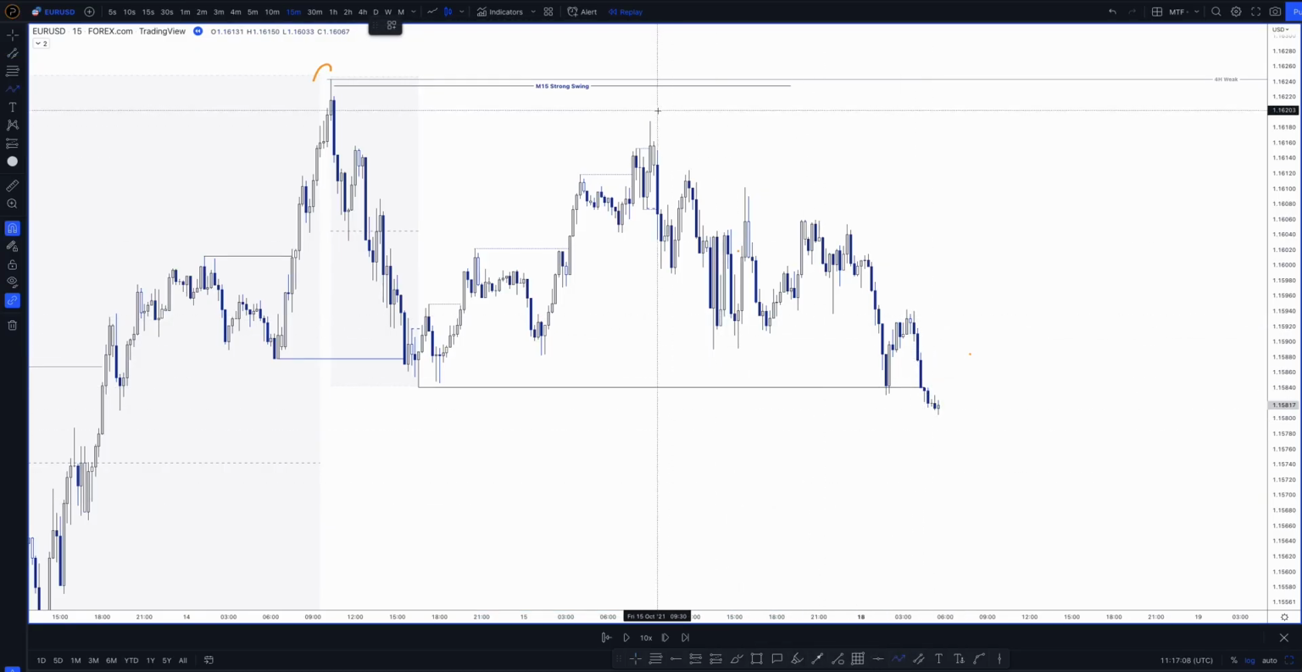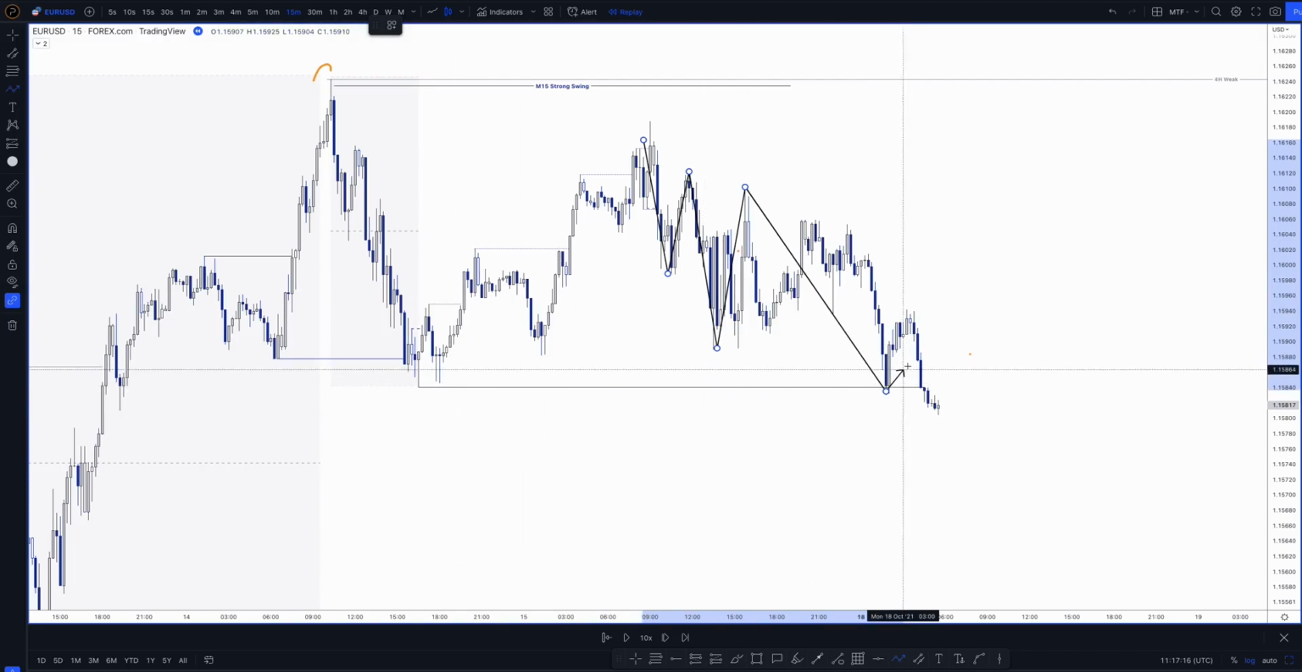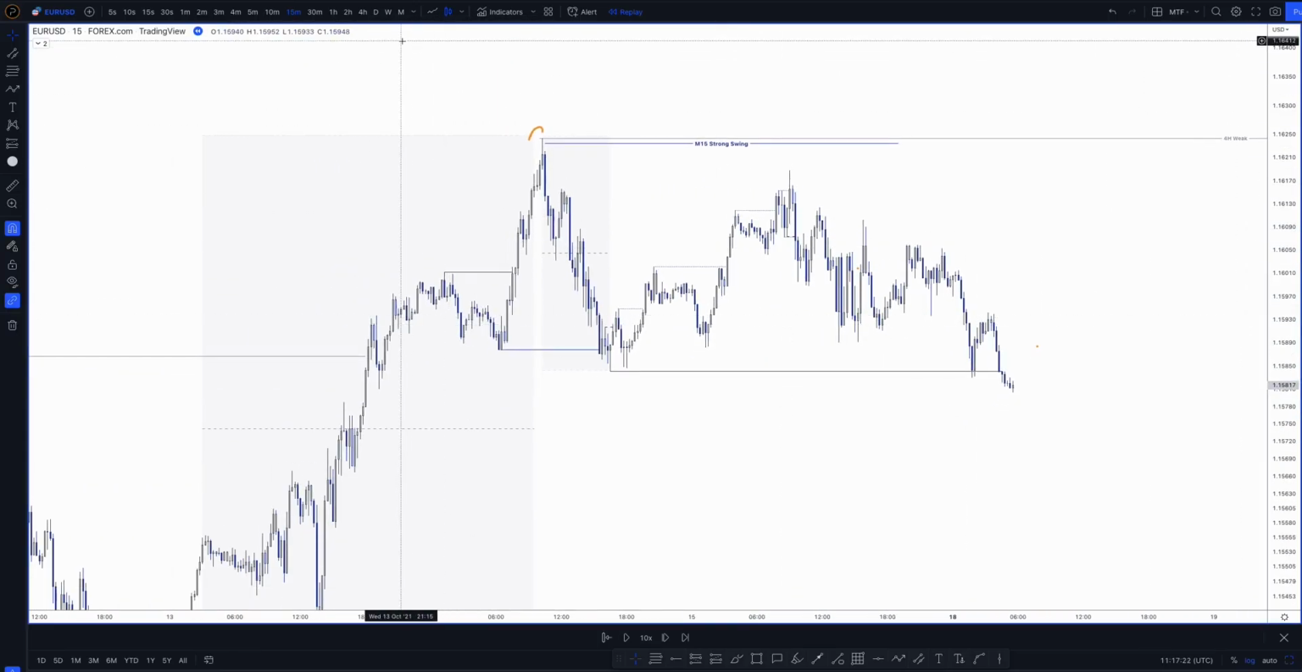So you can see that internal structure. Lower low, lower high, lower low, lower high. Then it just chopped around from within there. Eventually got that internal lower low. Didn't quite get the BOS, pulled up again, and then we eventually got the break, okay? So let's kind of talk through that again.